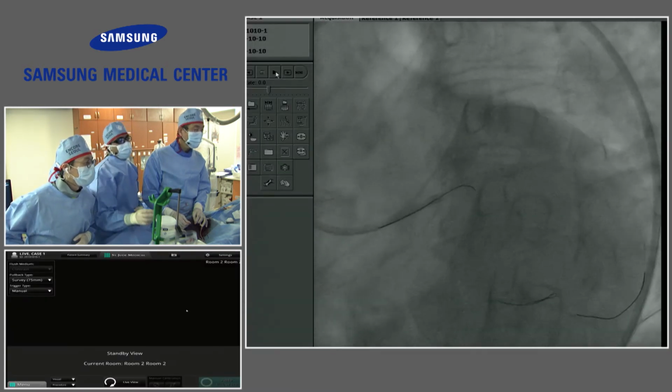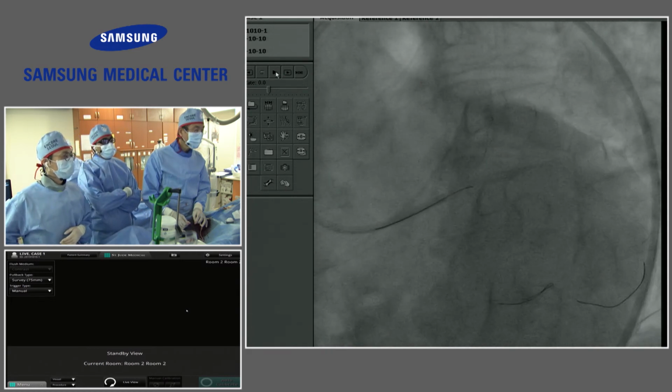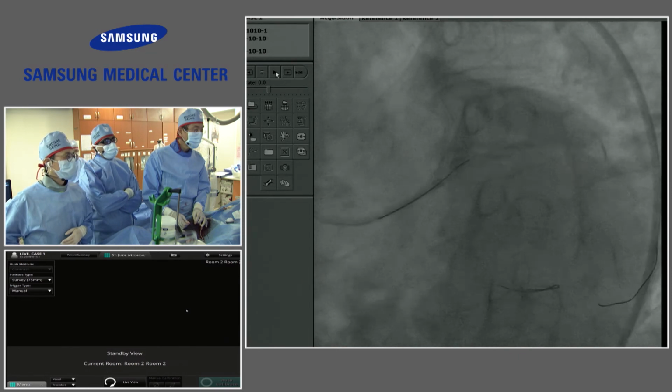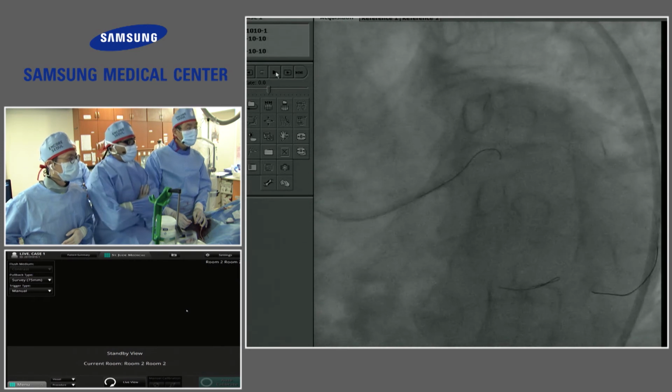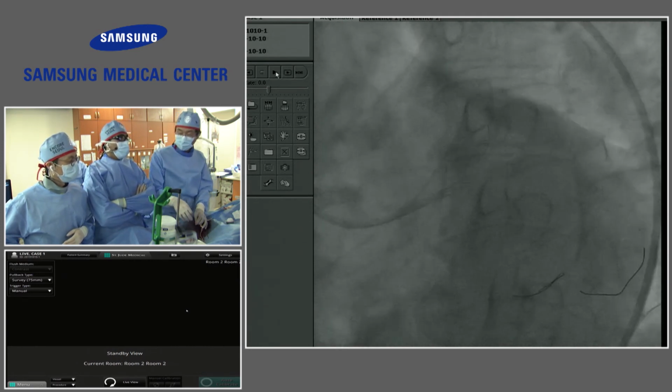Unless, one other strategy would be to go ahead and dilate the entire circumflex so that this could be minimized. That would be our next strategy. Shall we dilate the circumflex, post-dilate it a little bit? Try a little bit more. Okay.